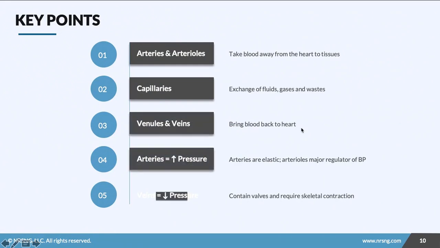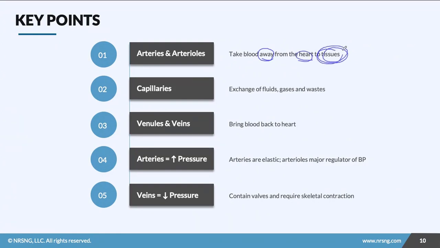So let's review really quickly some of the key points about blood vessels. Our arteries and our arterioles, their job is to take oxygenated blood away from the heart and get it to the tissues. We've got to get that oxygen over to our tissues, and that's the job of these arteries or arterioles. One way I remember that is artery starts with A, away starts with A, so we're carrying blood away from the heart.